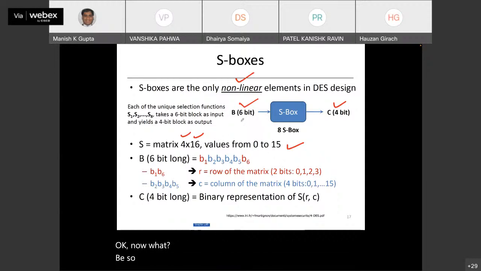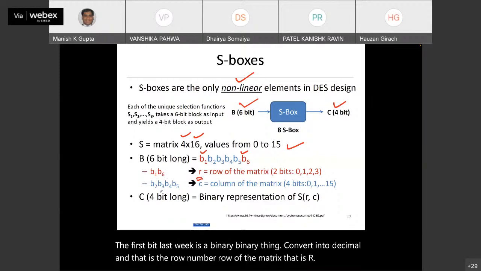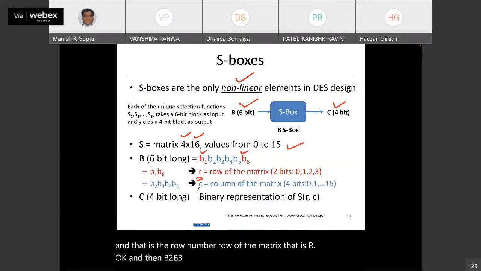B, so how does this function work? B is 6 bits long, so suppose it is B1, B2, B3, B4, B5, B6. Now, what we do, we look at these Bi's, and then look at the first bit and the last bit. The first bit and last bit form a binary number, convert it into decimal, and that is the row number of the matrix, that is R. Then B2, B3, B4, B5 is a binary number, convert into decimal, it is nothing but the column of the matrix. This is a 4 by 16 matrix.